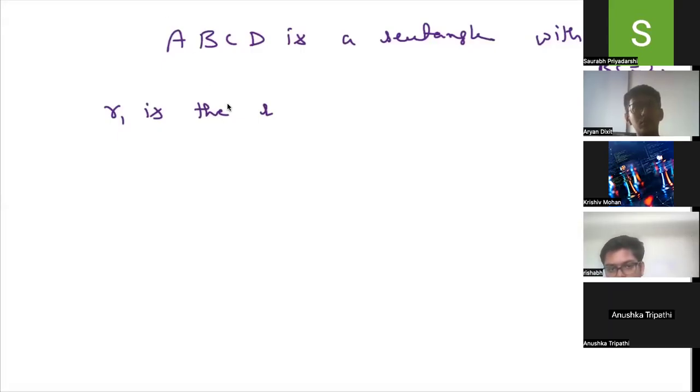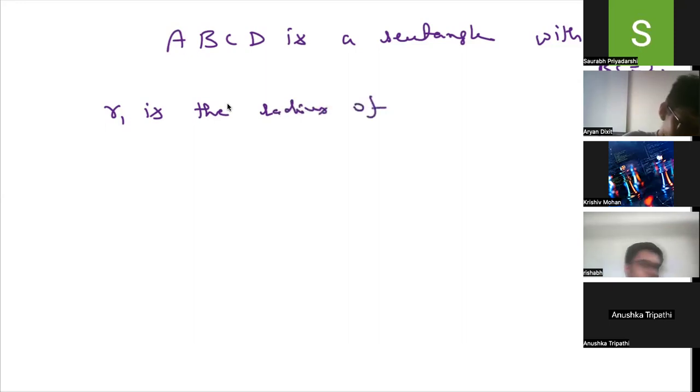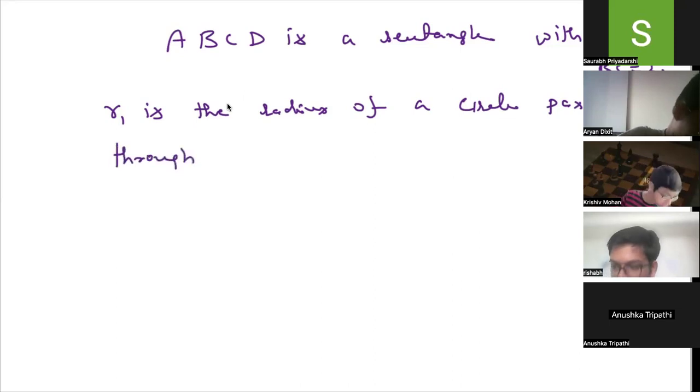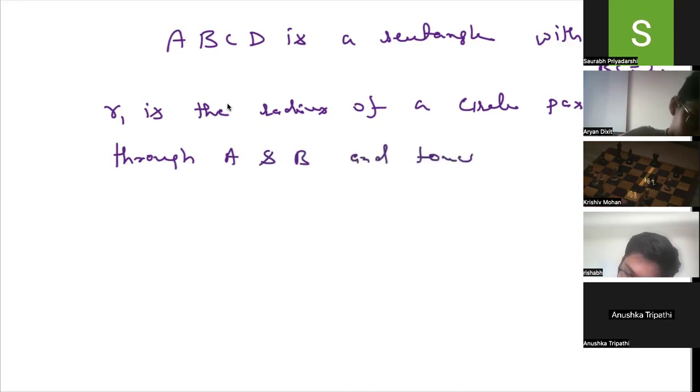ABCD is a rectangle with AB equal to A and BC equal to B. R1 is the radius of a circle passing through vertices A and B and touching the side CD.